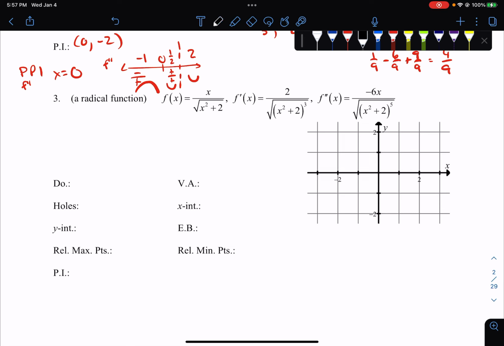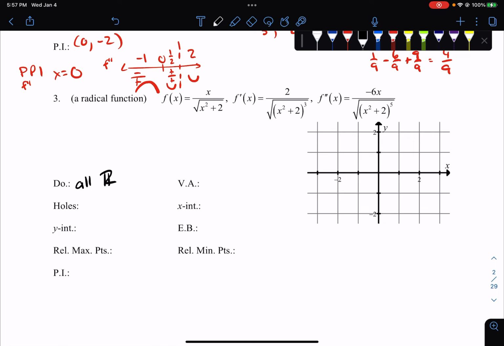So number 3, a radical function. F of x equals x on top, square root of x squared plus 2 on the bottom. Whatever I plug in on the bottom is going to become positive and then get added to 2. So I don't have to worry about the denominator becoming a negative. I also don't have to worry about the denominator ever becoming 0, because whatever number I get, it's a positive and I'm adding 2 to it. So I'm never going to end up at 0 either.